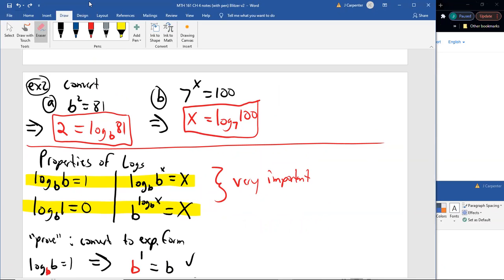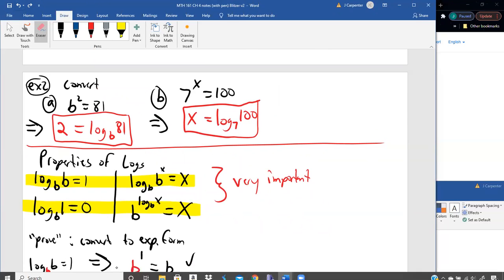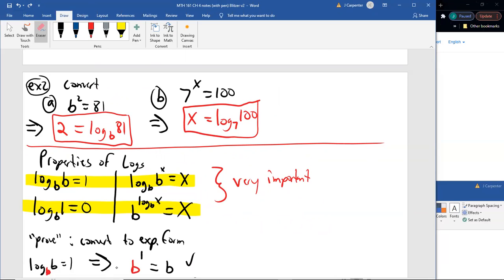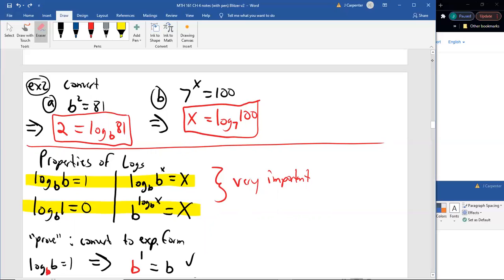So again, the red b here is the red b, the black one is the black one, the black b is the black b. This is extremely obvious, I hope. Anything raised to the first power is itself. So some mathematician figured out that if you take this and convert it to exponential form, you get an identity. All right, so that's the proof of the first one, because it makes sense in the exponential form.